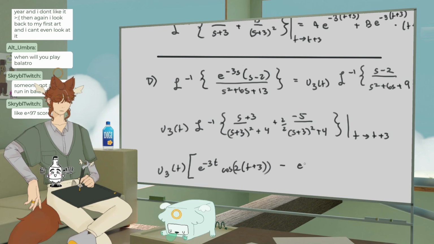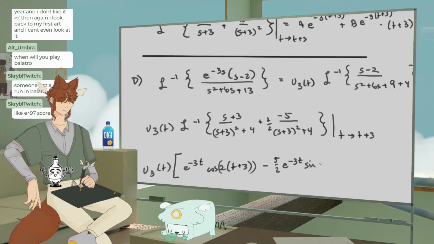This one is also shifted, e to the negative 3t. I guess I could have just pulled that out, huh? But that shift is from the s plus 3, yeah. And then sine, okay, 5 over 2 sine 2t plus 3.